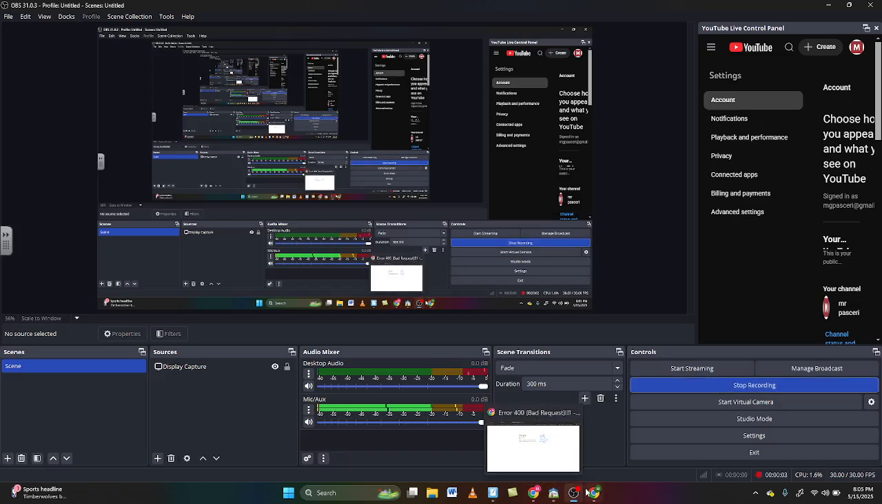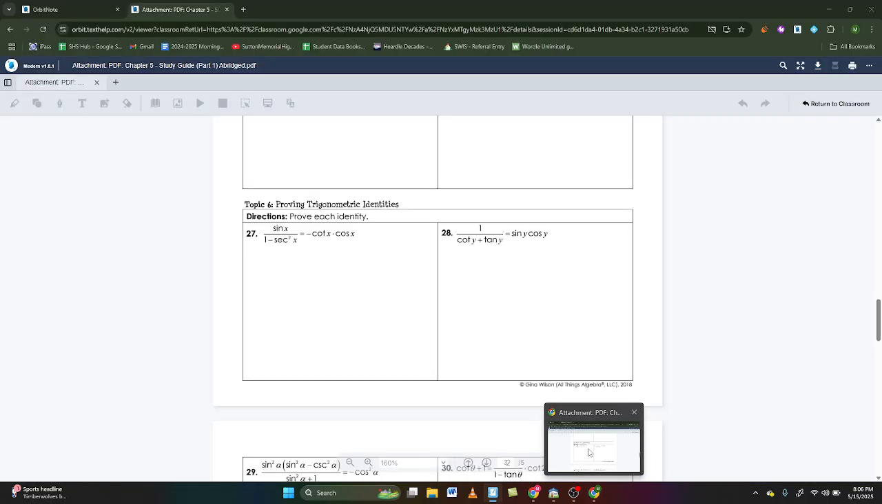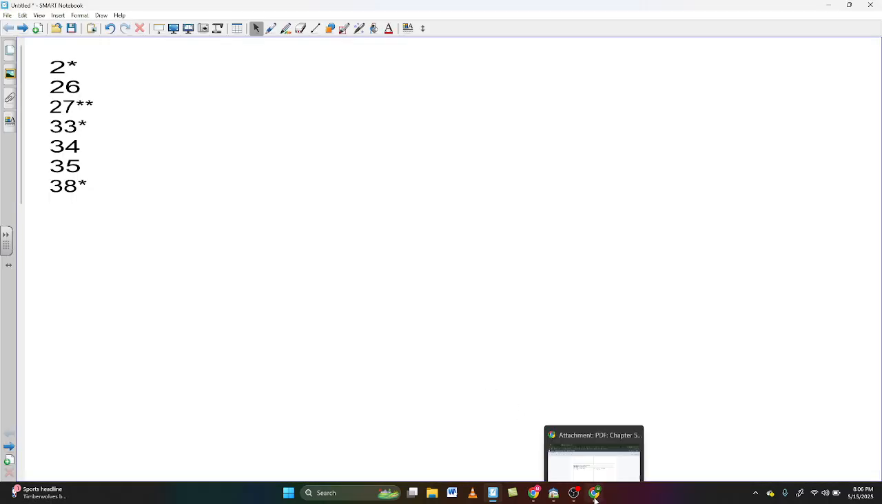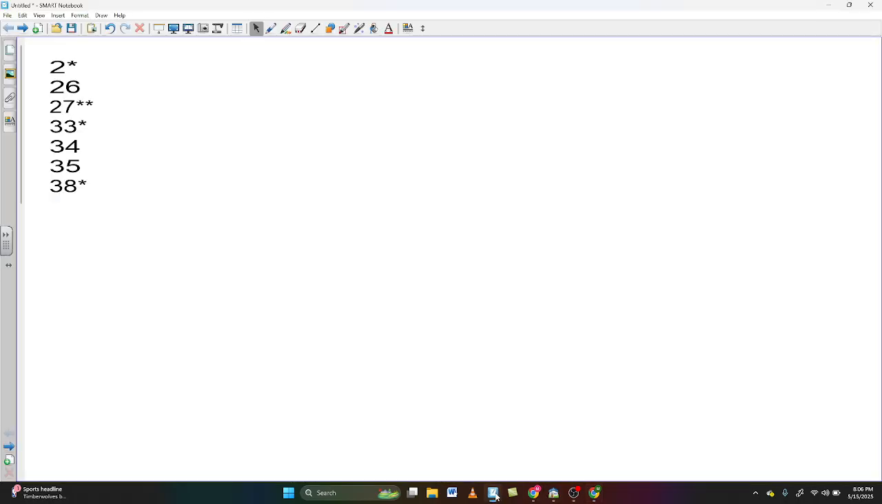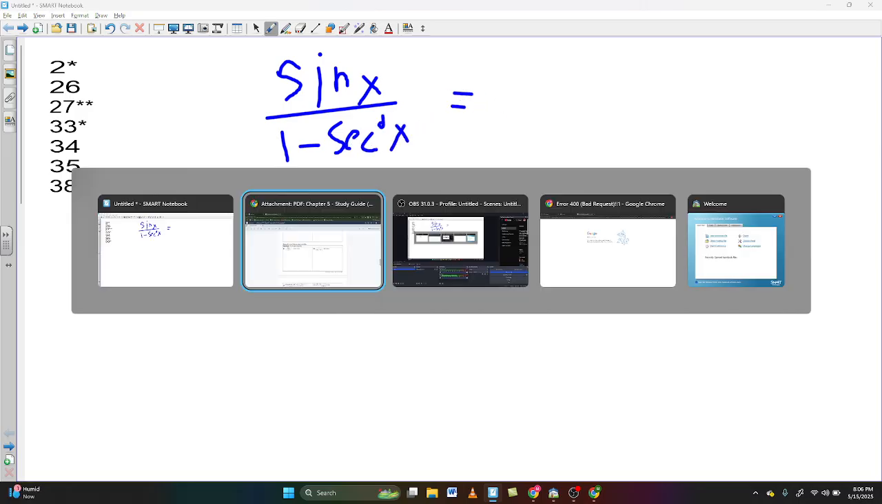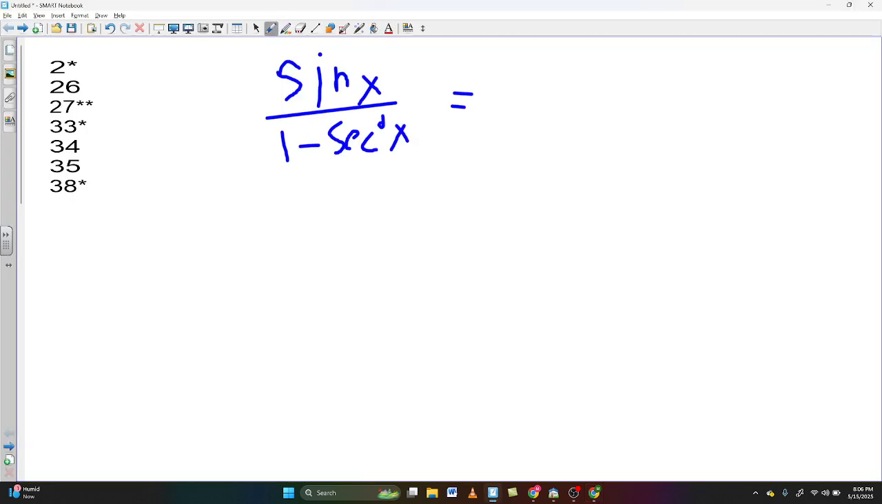Okay, we are going to try and do some of these problems. I'm going to start with problem 27 from here. That is sine of x over 1 minus secant squared of x. Hopefully that's a verify. Let's find out in a second. Negative cotangent cosine.